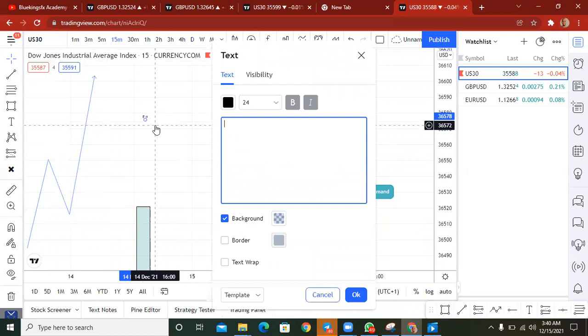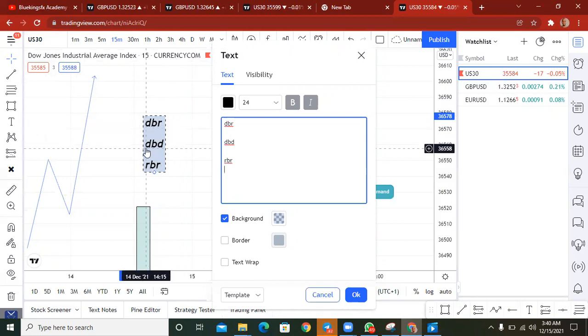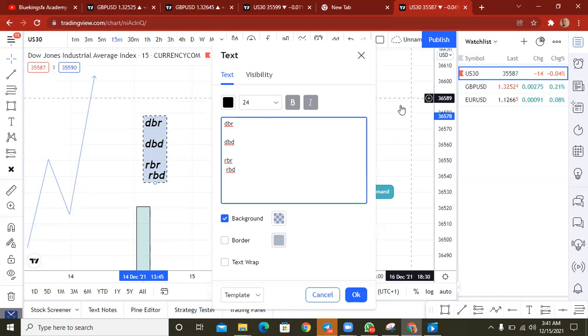So we have DBR, we have DBD, RBR, RBD. We have drop base rally, drop base drop, rally base rally, rally base drop. Usually, four of them.